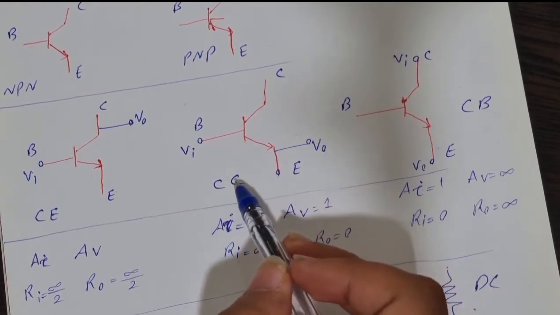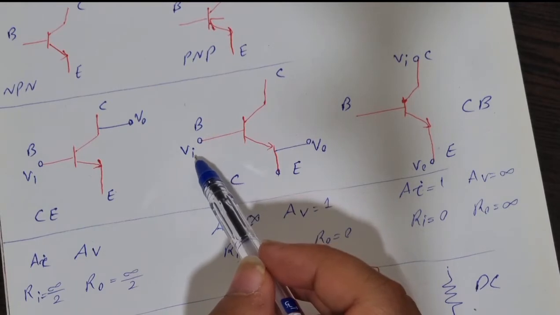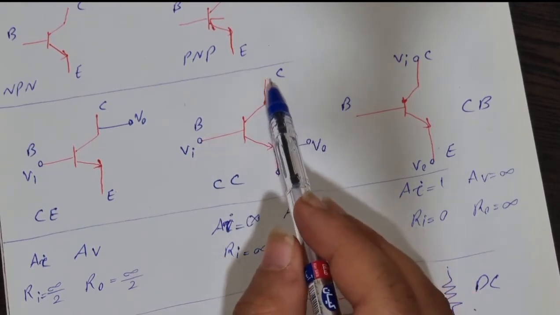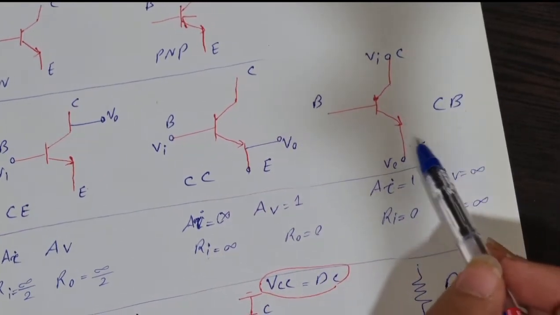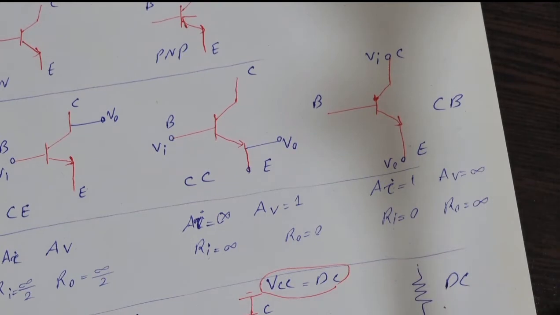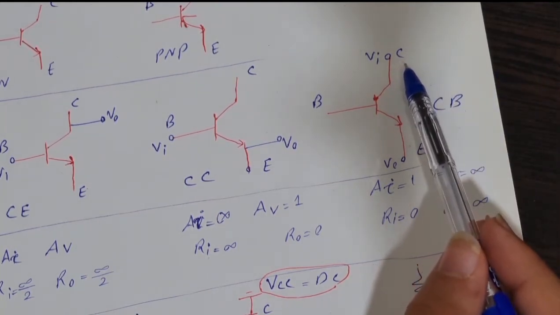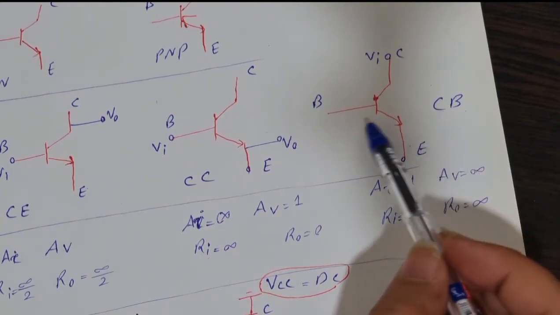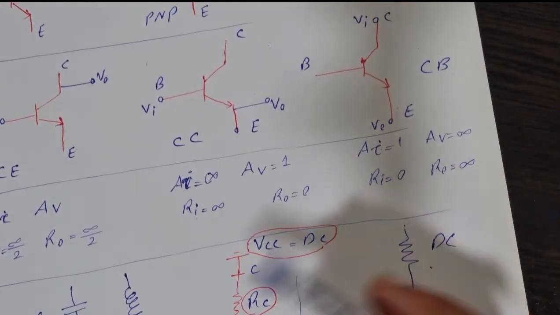Next one is common collector. Same as common emitter, the input voltage goes into base and output voltage comes out of emitter, and collector is at the middle. And last one, common base. In common base, input voltage goes into collector and output voltage comes out of emitter, and base is at the middle. And all of them have their own features.